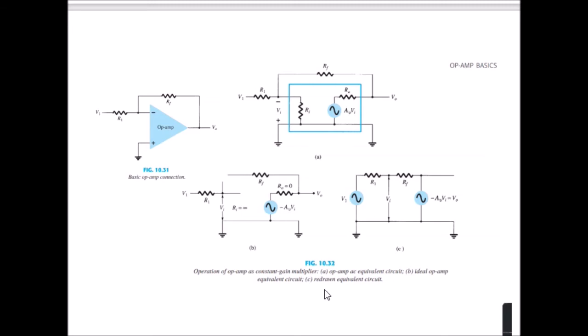Sa letter C, this is just the drawn equivalent circuit. So, etong ating ideal, na-redraw lang natin siya. So, this is our V1. Meron kang R1. Ang VI po natin is nandoon, through your R1 into the ground. Still, you have your RF and this one. Yung RO natin, naalis na kasi nga, it's as if zero, so parang wala lang siya. Okay? And your VO is right here on this terminal, and you have here your negative AVVI, itong kanina.